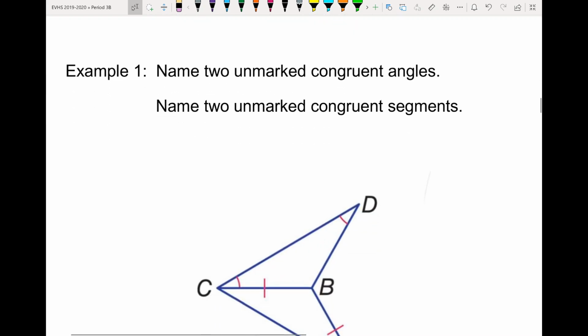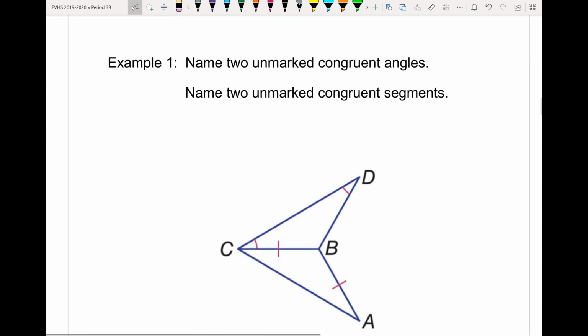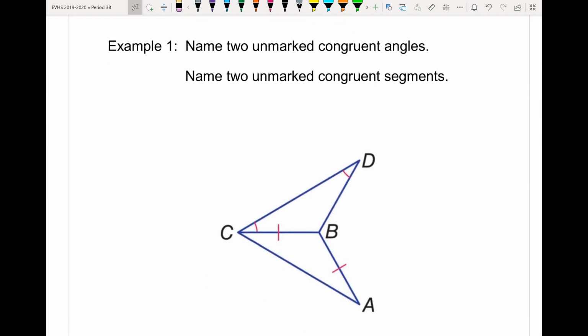Okay. So, name two unmarked congruent angles. What do we got? BCA and angle A. How do you know those two are congruent? Oh yeah, because CB and BA are congruent, therefore the angles opposite those sides must be congruent. Okay. Two unmarked congruent segments.